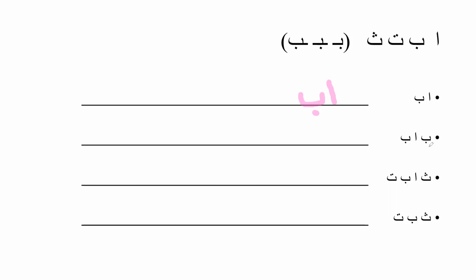Ab. Now the second word, Ba, Alif, Ba. So we have our Ba at the beginning, and we know Alif does not connect after, but it connects before. So we will go like this. So here is our Ba, Alif, and then here is Ba. And this word is bab, means a door.